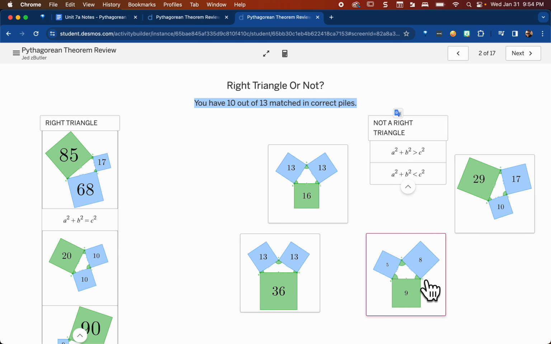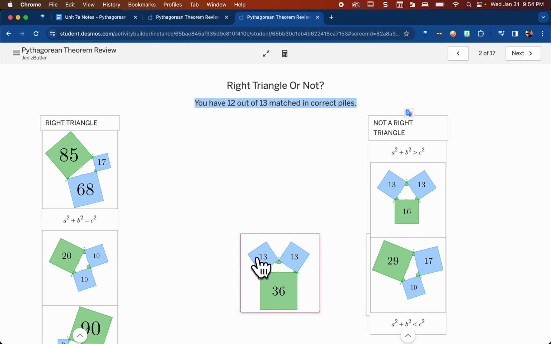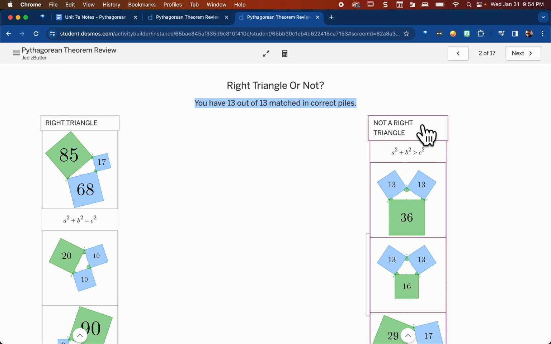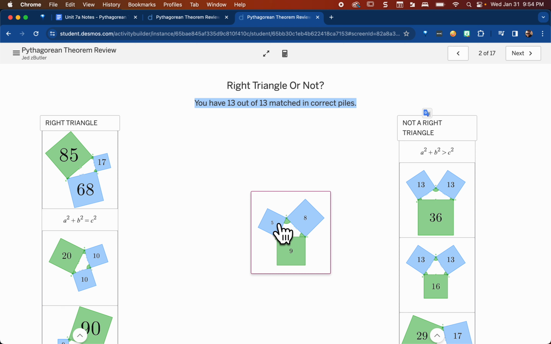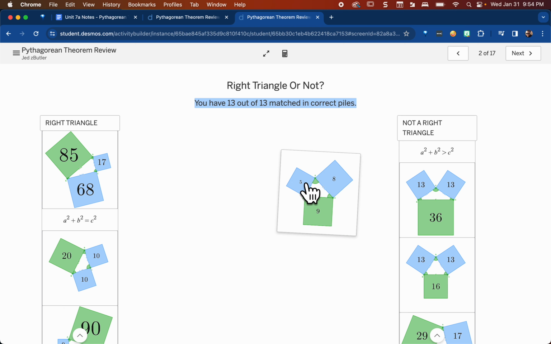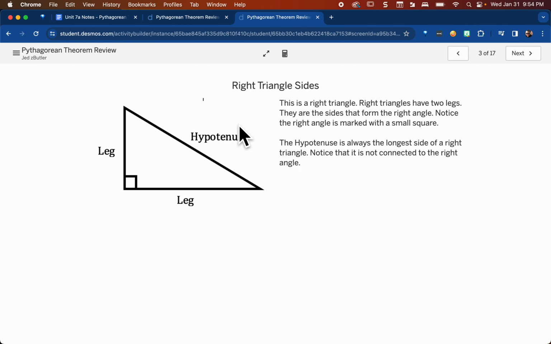It was that one. So this is not a right triangle. That's an error in the answer key, but it'll be fixed for you all. There we go. It was left by itself. But it's definitely not a right triangle. Okay, let's click next. So right triangle sides, this is a right triangle.